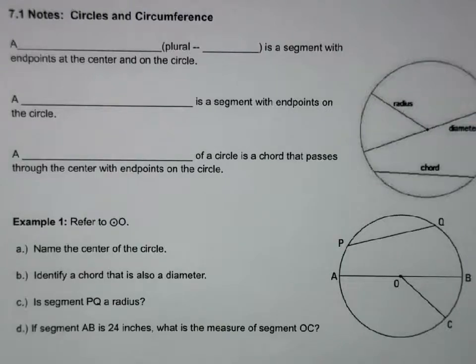In this video, I'm going to go over your 7.1 notes. We are talking about circles in this unit, and today we're just going to talk about the structure and some vocabulary. So our first term, a radius, plural of radius is radii, is a segment with endpoints at the center of the circle and at the edge.